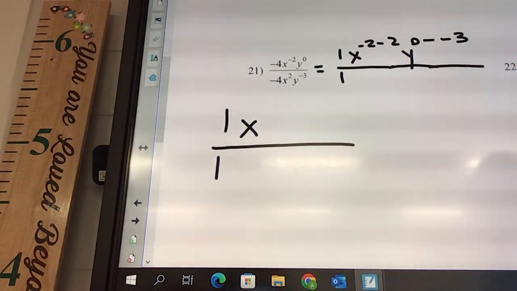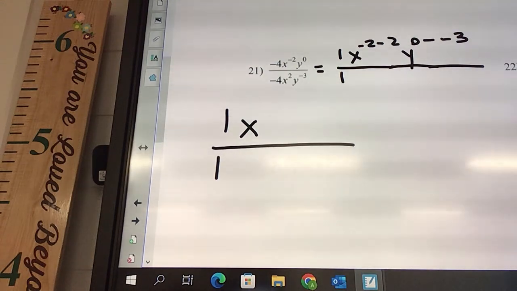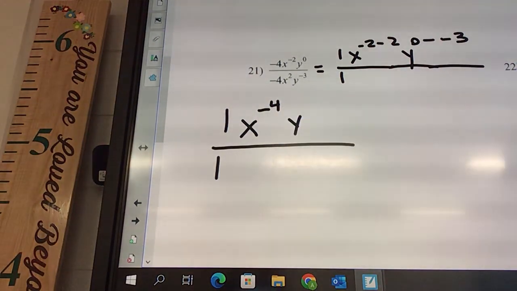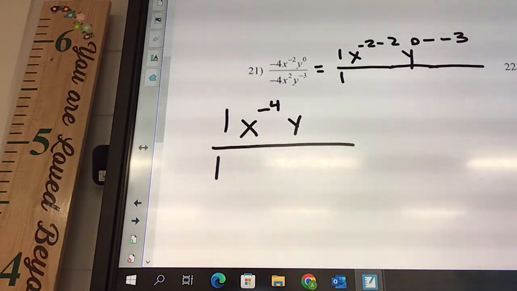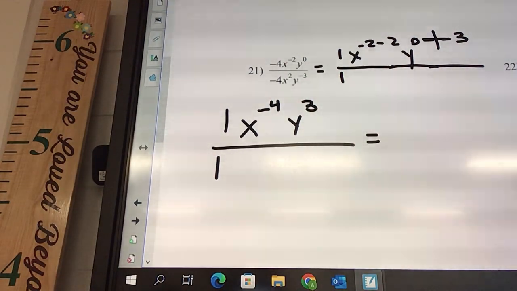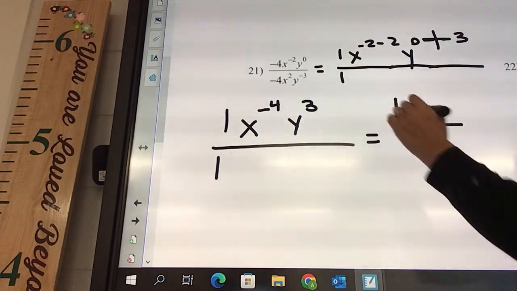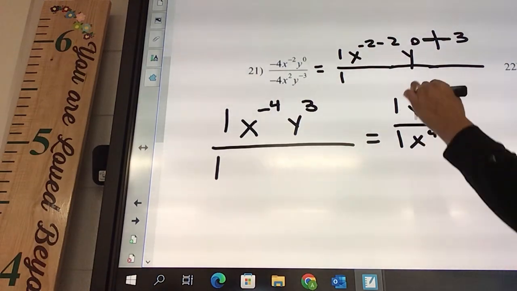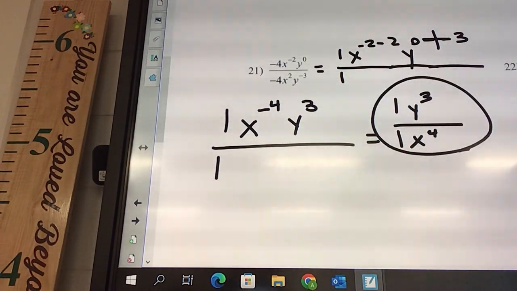So for the x, what am I going to get? What is negative 2 minus 2? Negative 4. What am I going to get for the y? Positive 3. Why positive? Yeah, we got these double negatives, so it's going to become a plus, so positive 3. What needs moved? The negative 4. So the 1 stays. The x to the 4 goes on the bottom, and the y to the 3 stays on top. Again, we don't move anything unless it has a negative exponent. If it's on the bottom, you're going to move it up. If it's on the top, you're going to move it down.